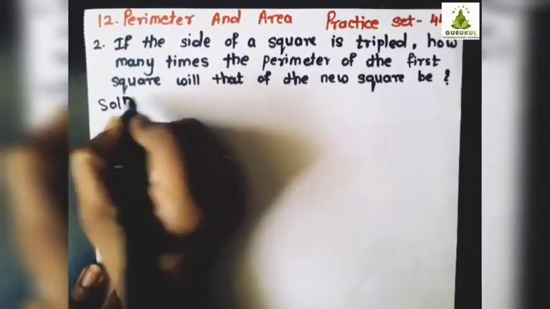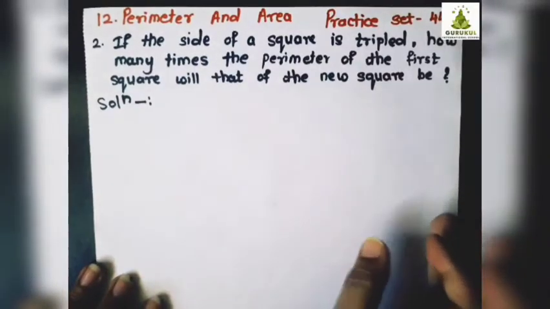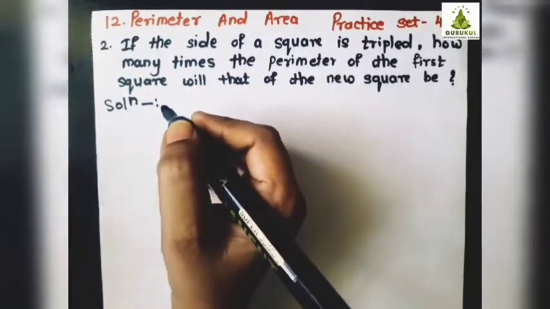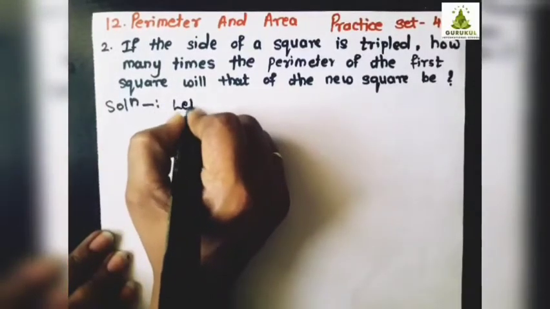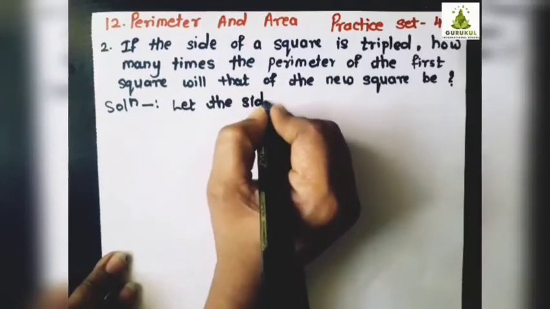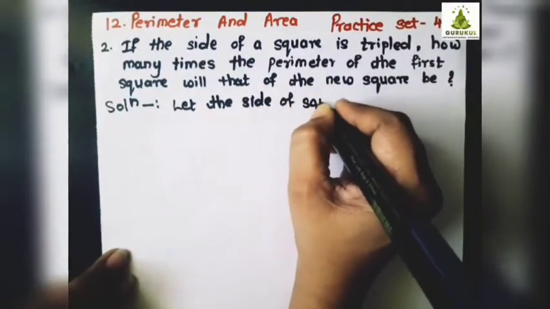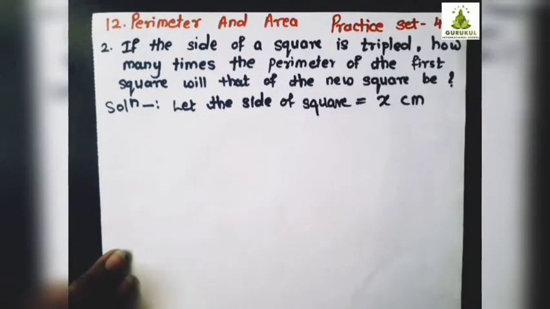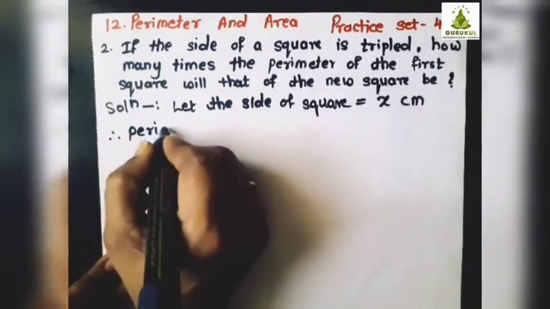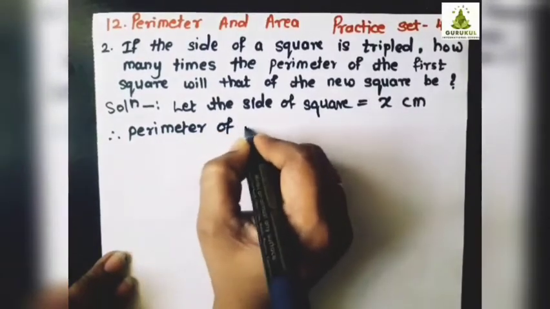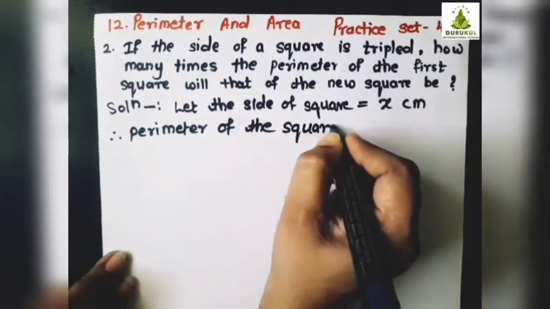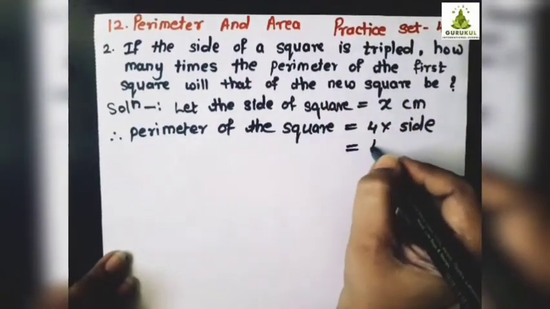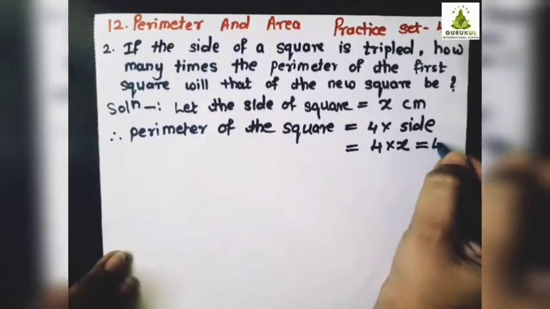So let us start solving. First write down the solution. Let the side of the square be x centimeter. What is the formula for the perimeter of the square? Perimeter of the square is equal to four into side. What is the side? x. So we write 4 multiplied by x, that is equal to 4x.